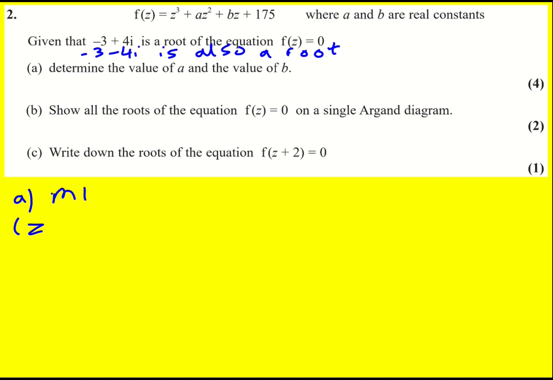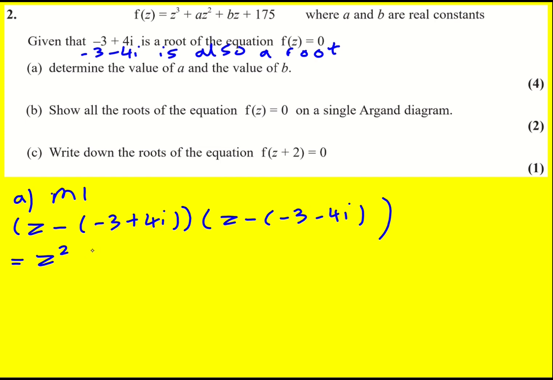If, for example, 4 was a root, then z minus 4 would be a factor. Same idea here. z minus (minus 3 plus 4i) is going to be a factor, and so is z minus (minus 3 minus 4i). So I can work out this quadratic and then figure out the linear factor. Okay, let's multiply it out.